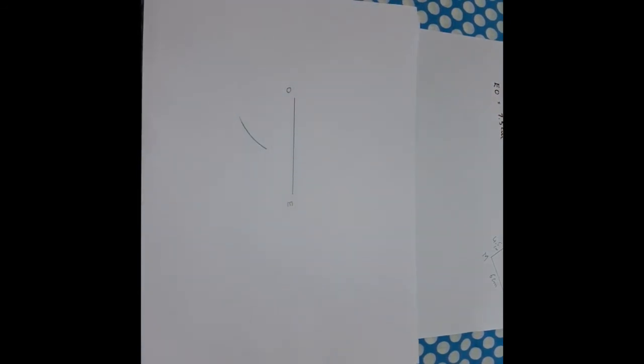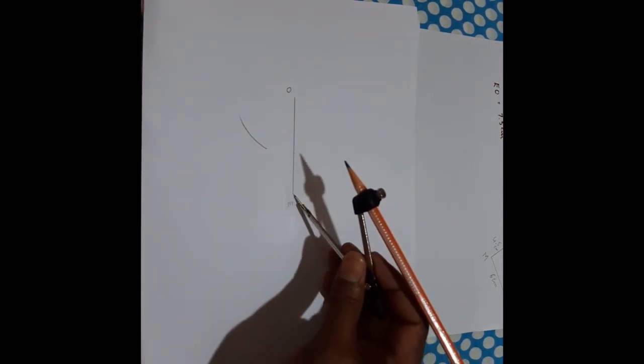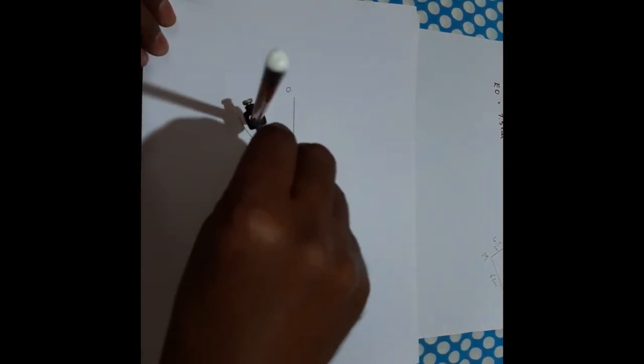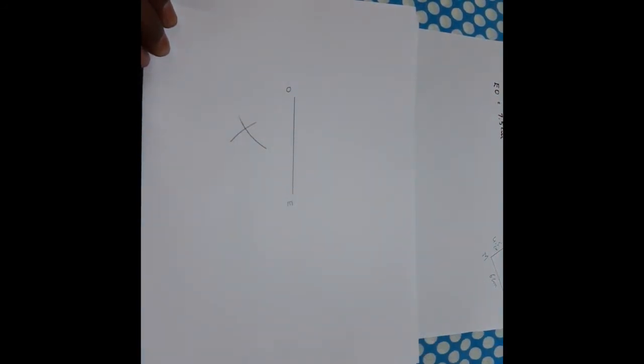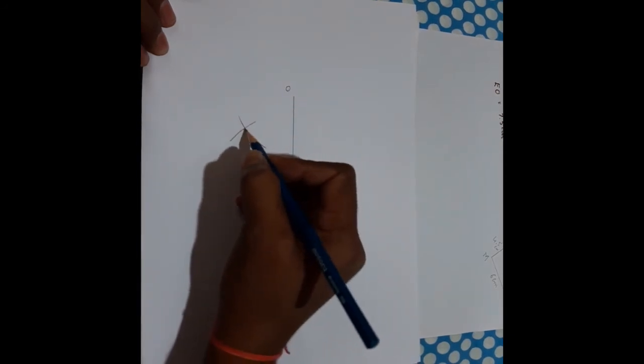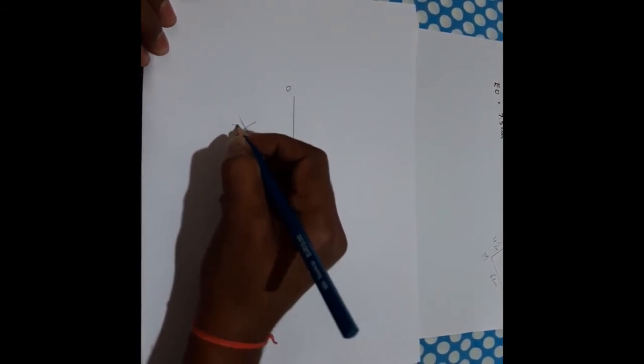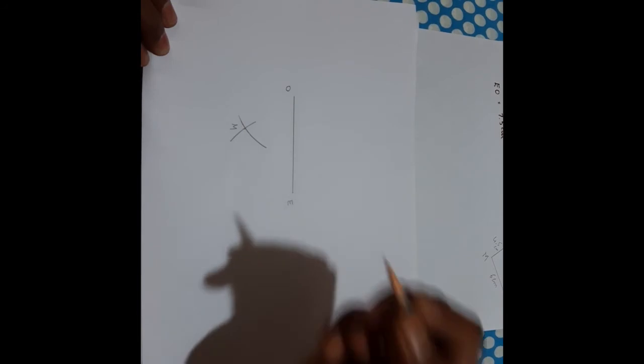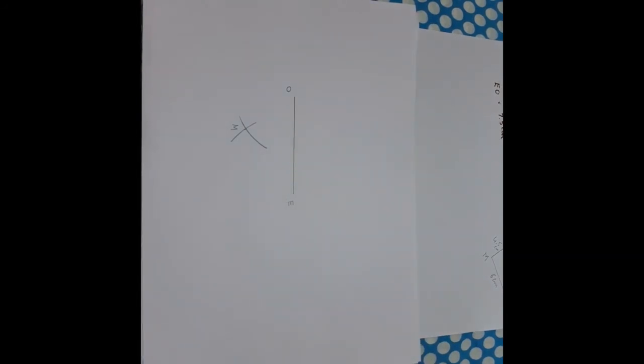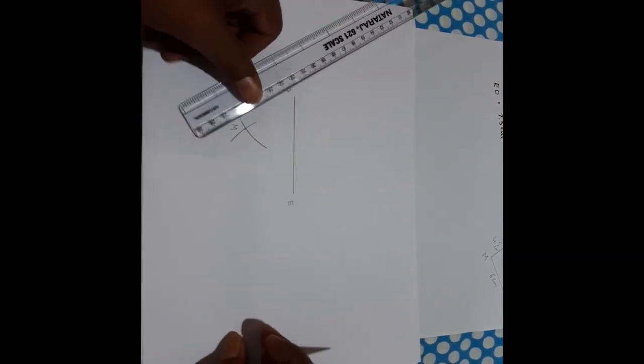Next, ME is equal to 6 centimeter. So take 6 centimeter on the scale. Take center as E and cut that arc. So these two are intersecting at one point, M. This is M. Now join MO as well as ME.